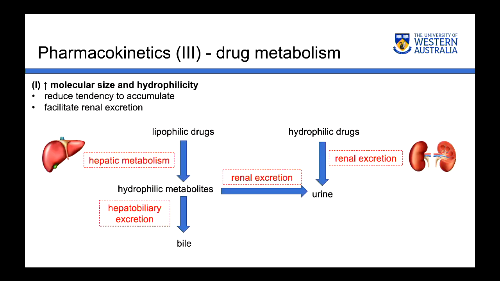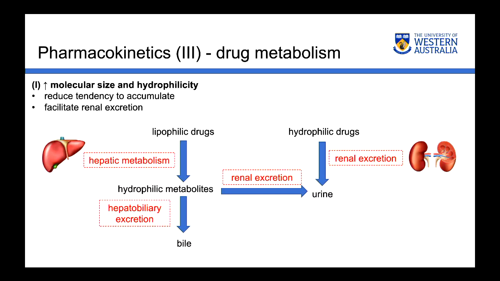Now, in the next few slides, we're going to look at the outcome of drug metabolism. The first is to increase the molecular size and hydrophilicity of the parent drug. The reason is that this will then facilitate excretion of the drug. Remember, if a drug is hydrophilic, it is less likely to cross the cell membrane, and therefore less likely to be distributed into different organs or tissues. Then it will be more easily removed in urine.